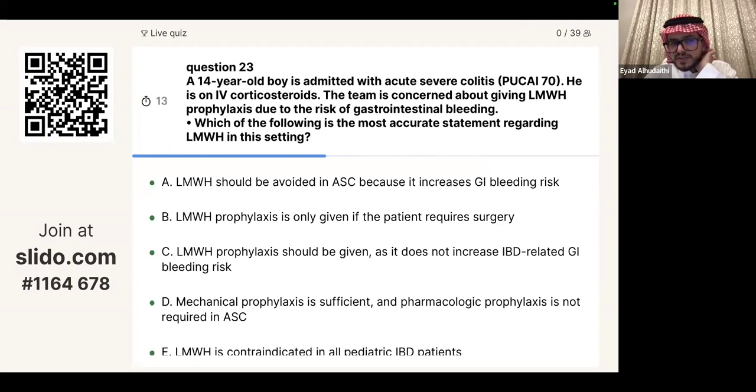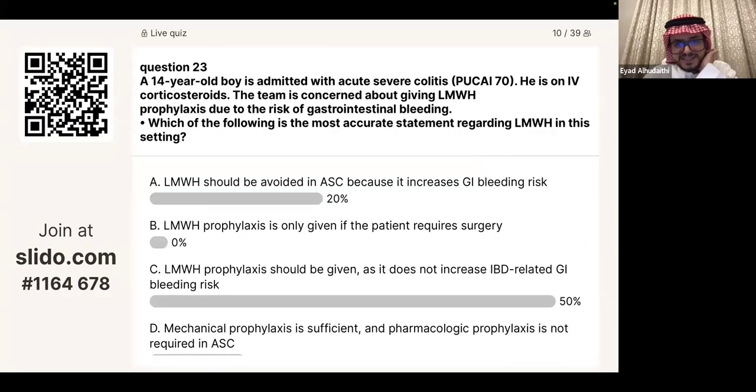Low molecular weight heparin should be avoided in acute severe colitis because of GI bleeding risk. Low molecular weight heparin prophylaxis is only given if the patient requires surgery. It should be given as it doesn't increase IBD-related GI bleeding risk. Mechanical.